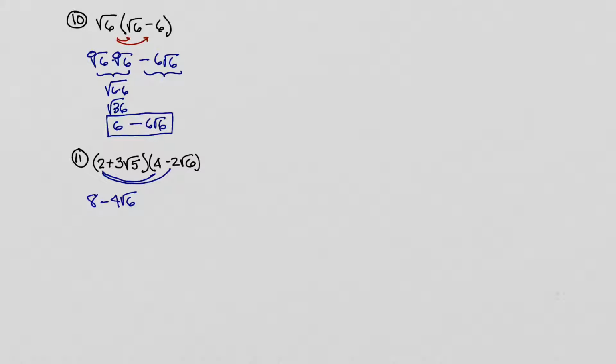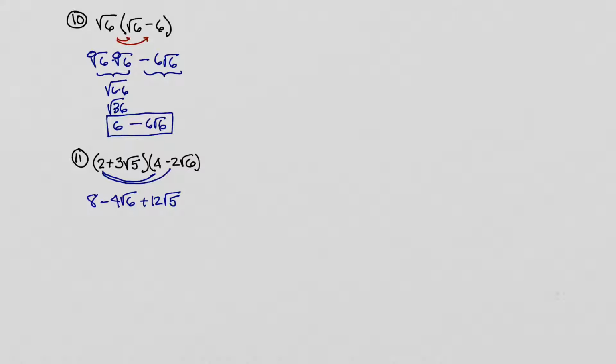Now, let's move over here. We'll get 3 times 4. All right, 3 square root of 5 times 4. The 3 is outside, the 4 is outside. They'll stay there. Positive 3 times positive 4 is 12, and then we still have the square root of 5. So we're going to get plus 12 square roots of 5.